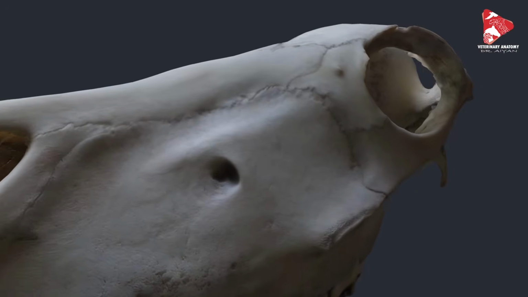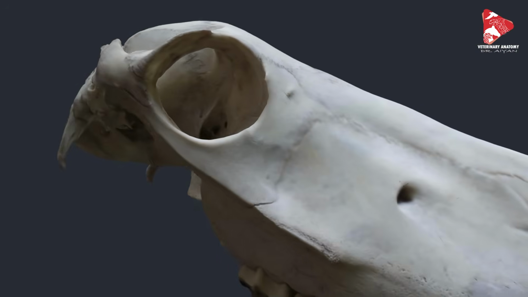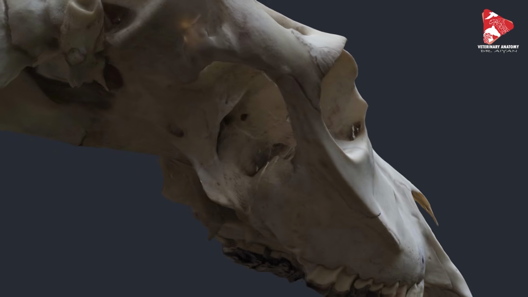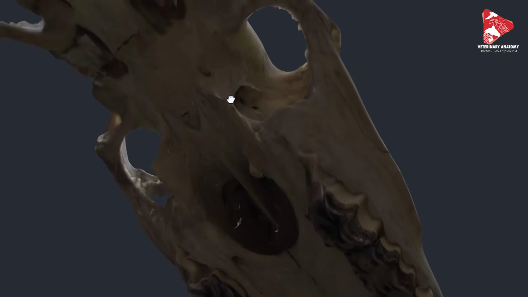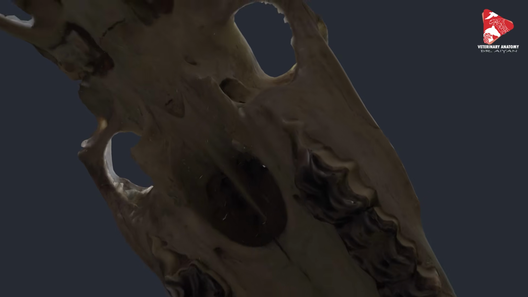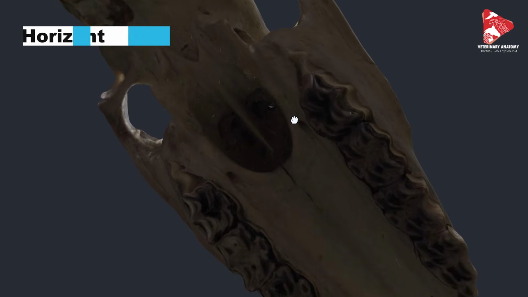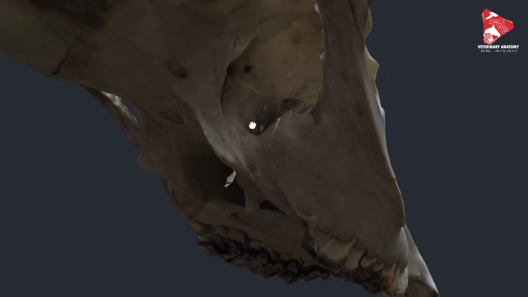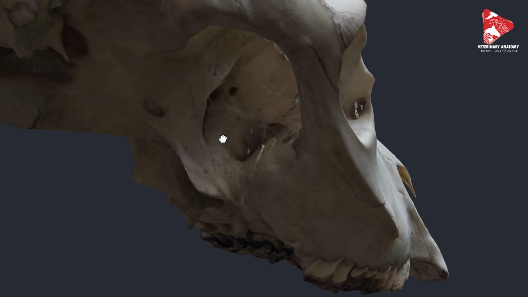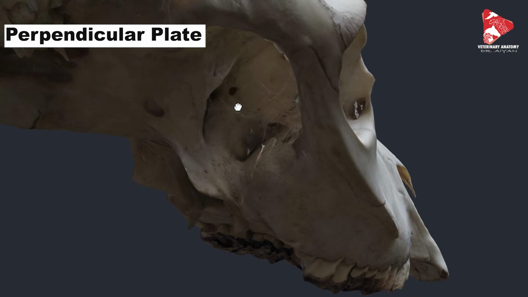Let's move to the other side. I hope it's a little bit more clear there. Stay with me, please. So this is the palatine bone, the horizontal plate of the palatine bone. If you follow it, you will find that the palatine bone here on the side forms the perpendicular plate of the palatine bone.